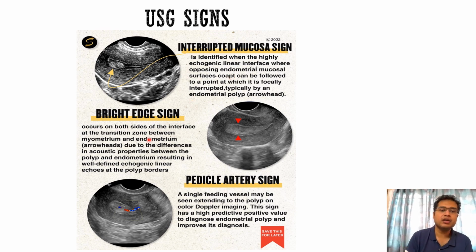There is another sign called the bright edge sign. When the polyp completely occupies the endometrial cavity, it occurs on both sides of the interface at the transition zone between the myometrium and the endometrium, due to the difference in the acoustic properties between the polyp and the endometrium.